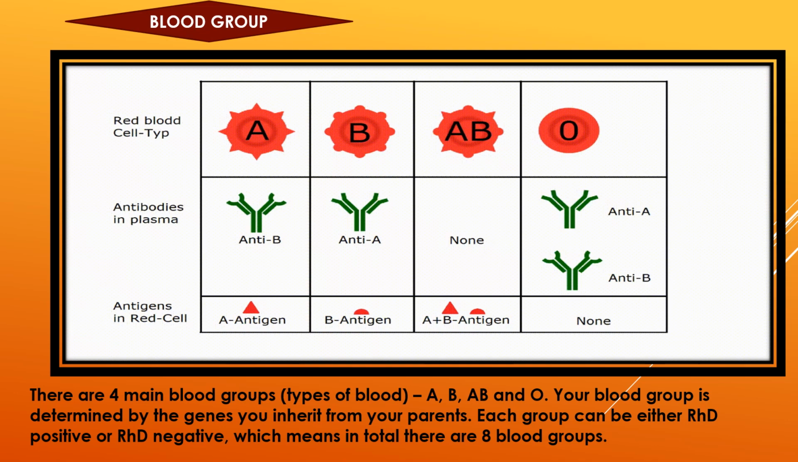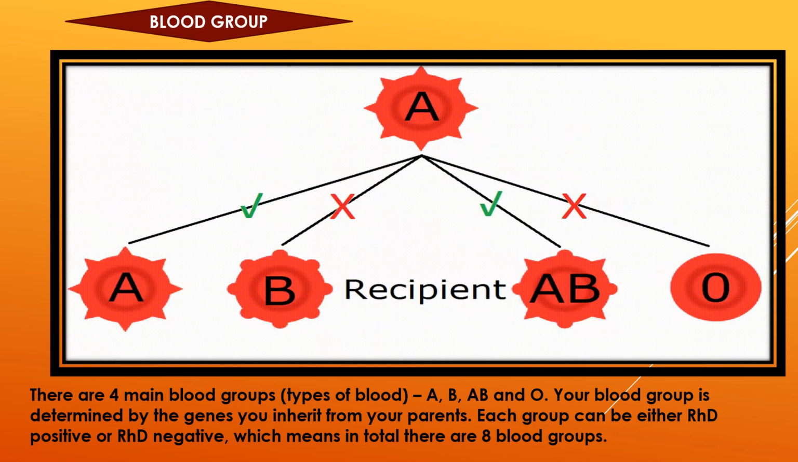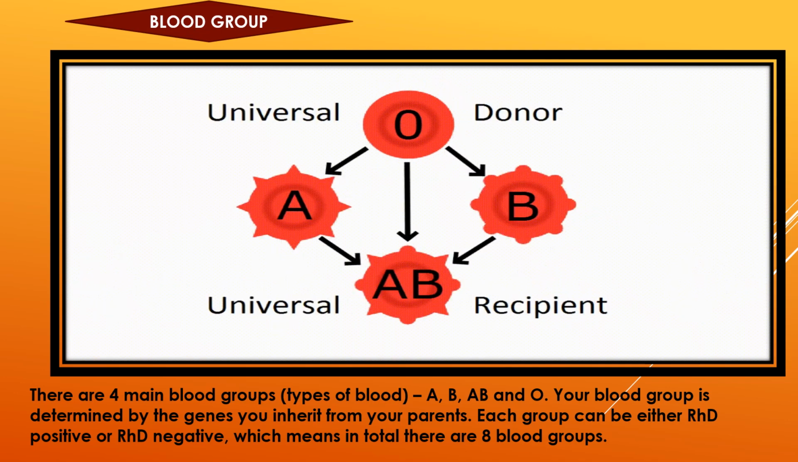There are four main blood groups: A, B, AB, and O. Your blood group is determined by the genes you inherit from your parents. Each group can be either Rhd positive or Rhd negative, which means in total there are 8 blood groups.